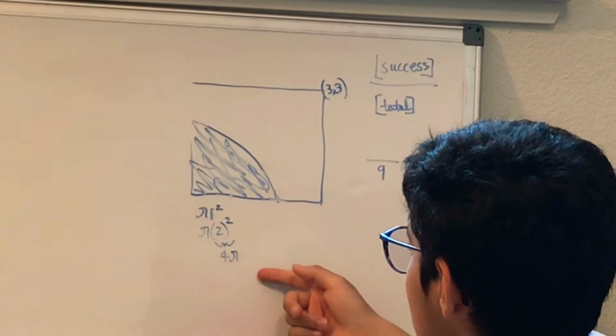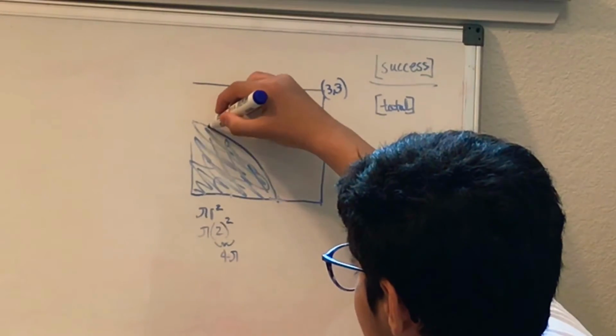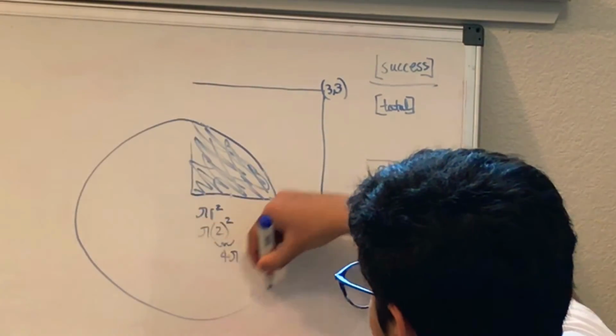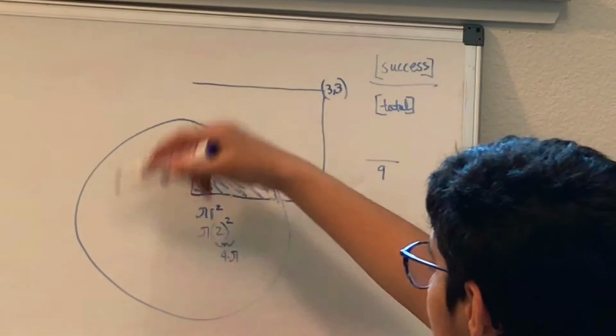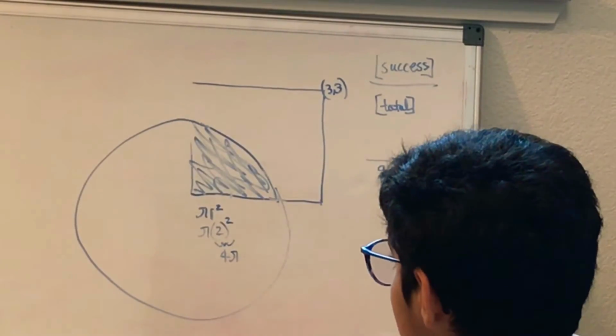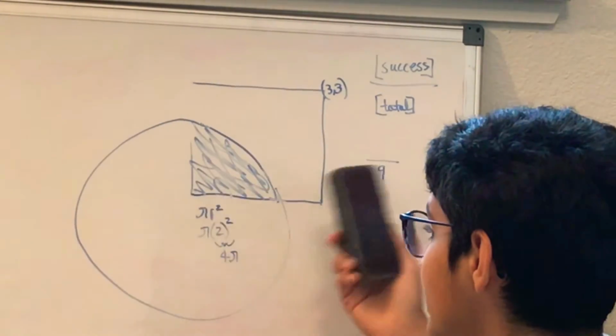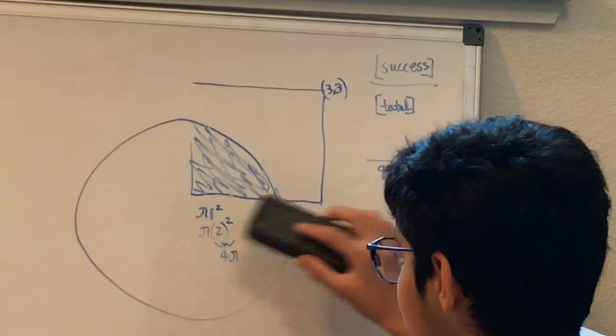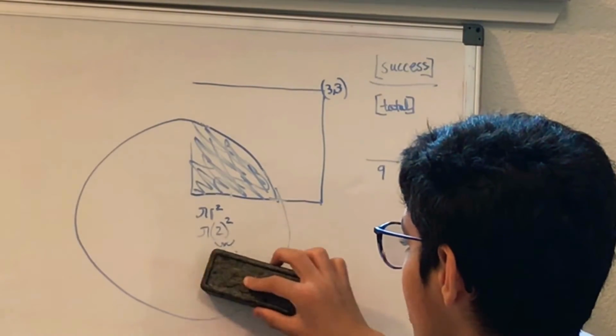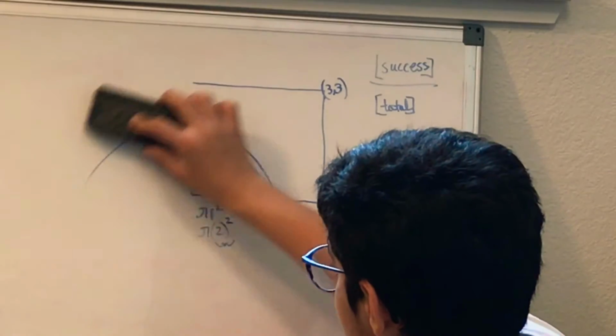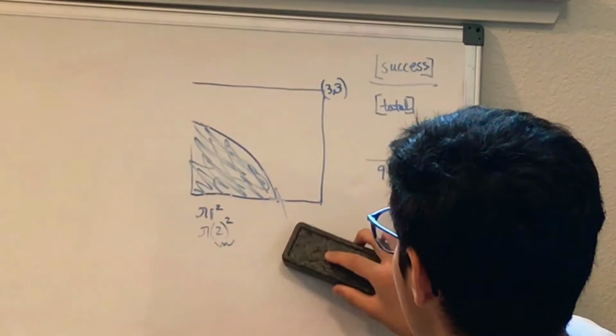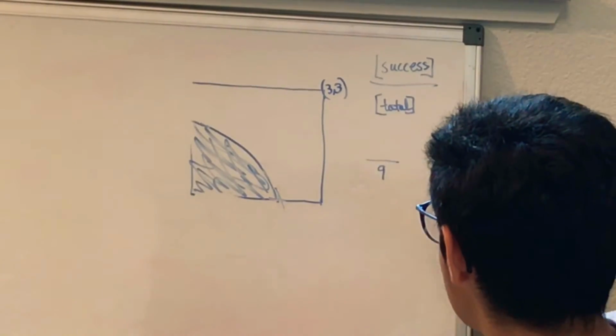It's actually a quarter of a circle, right? Because that would be the area of this entire circle. But since the circle would be a bit smaller, I've just drawn it wrong. This is only a quarter of the circle, so the area will also be a quarter of this area, which is just pi, right? It's 4 pi over 4, which just becomes pi in the end. So we now have an area of pi over 9.